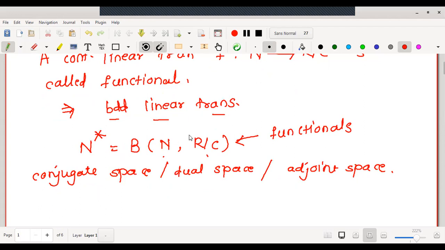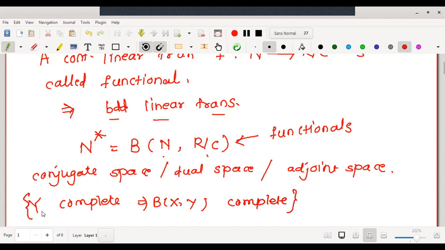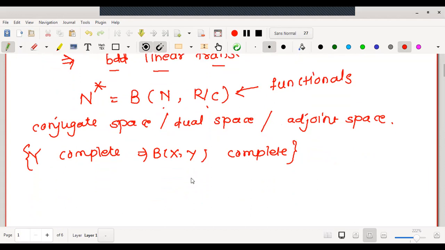Okay. And as we know, R and C are complete spaces. We have seen the theorem: if Y is complete, then B of X, Y is complete. With this theorem, as the codomain of the functionals is either R or C, both are complete spaces. Therefore, one can say that N star is a complete space. Therefore, N star is a Banach space.